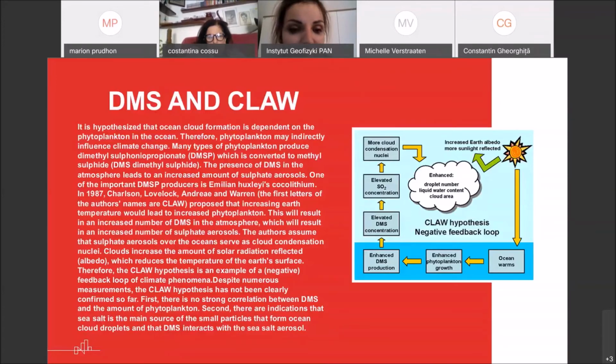And basically it says that increasing Earth temperature could lead to increased phytoplankton, increased DMS, but that means that as a result there will be more clouds, more sulfate aerosols, and the temperature would decrease. So this would be an example of a so-called negative feedback loop. The climate warming would stop itself, would hinder itself with the use of phytoplankton, speaking figuratively.